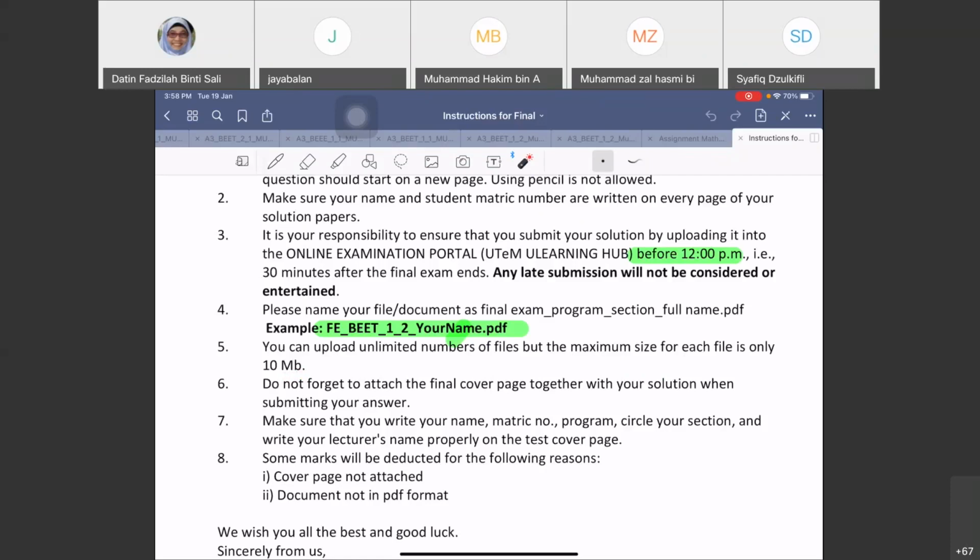Here they put unlimited numbers because they want to make sure that you are able to upload. Maybe the academic unit thought that during the final exam, there are so many people trying to upload at the same time, so in case you try to upload once and it isn't successful, you can try again and again. Maybe that's the reason. And if the size is more than 10 megabytes, you can break it up.